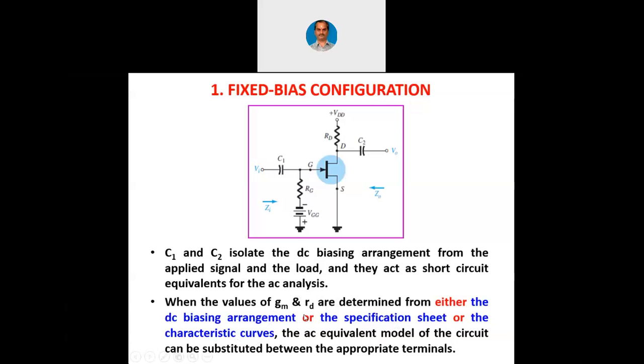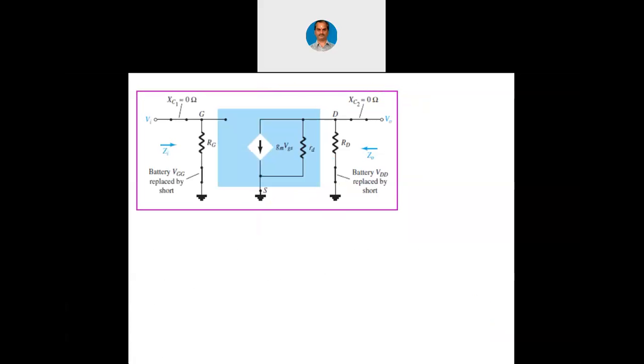So it is possible to obtain the values of these two things on our own also. So the AC equivalent model of the circuit can be substituted between the appropriate terminals. Now let us see the AC equivalent circuit. This is the AC equivalent circuit now.